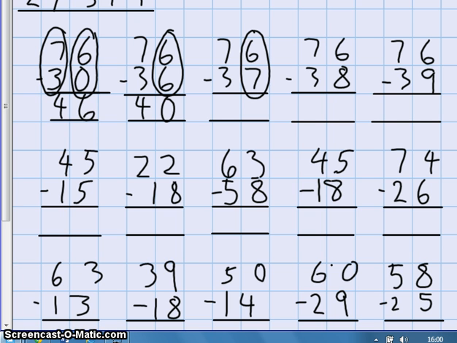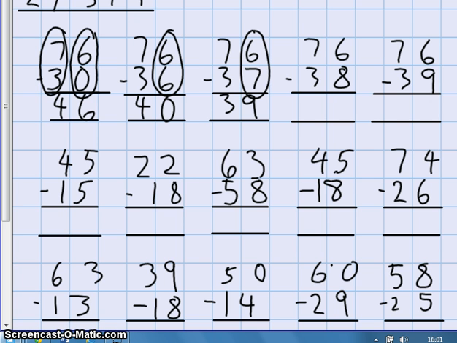In this example, what I talked about with the kids is looking for a pattern. 76 take away 36 is 40. 76 take away 37, I'm taking away one more, so my answer has to be one less. Without doing any working out at all, without writing down all the regrouping or carrying or borrowing, I'll get my answer to be 39 because the last answer was 40. 76 take away 36 is 40, 76 take away 37 is 39.